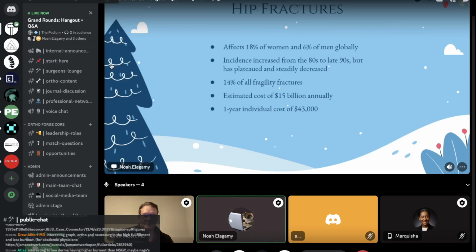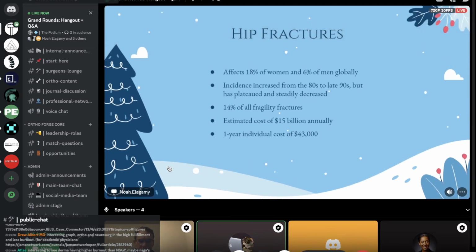And hip fractures are a common injury. It affects 18% of women and 6% of men globally. And the incidence increased up until the late 80s and 90s, but due to improvements in the way we take care of these fractures and triaging of these fractures when they come into the ED, as well as osteoporosis prevention, the incidence of hip fractures has plateaued and steadily decreased since then, but it still remains quite high. They represent about 14% of all fragility fractures.